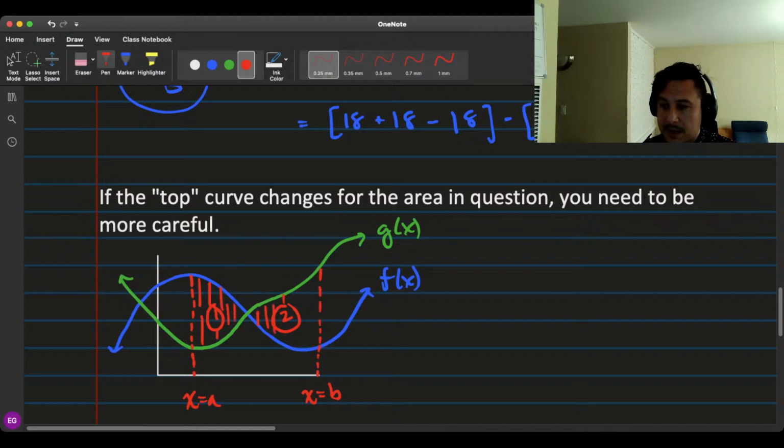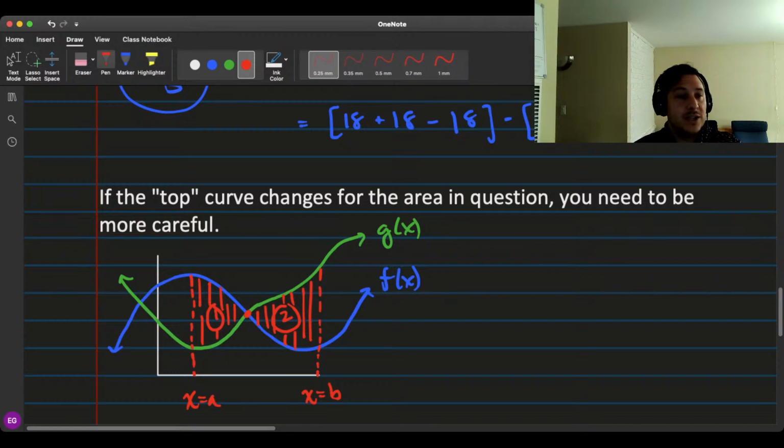Is it me, or does anyone else see a mask? Do you see a mask? The one and the two look like eyes. But the important thing to notice here is that for region 1, f of x is on top. They intersect right here, and then the roles change, right?